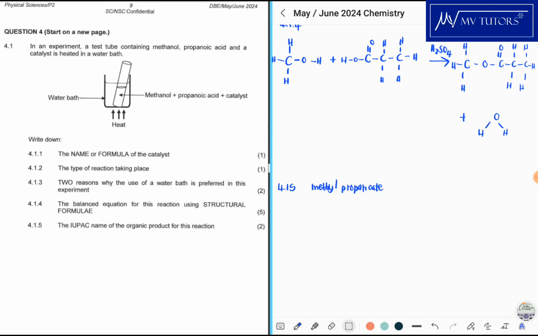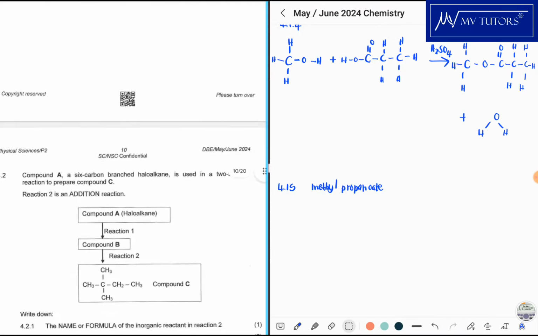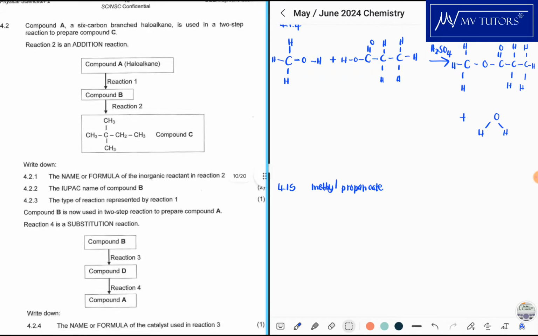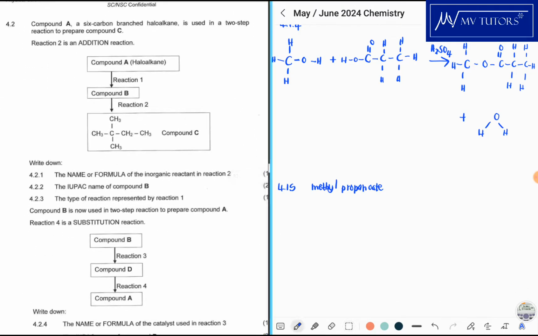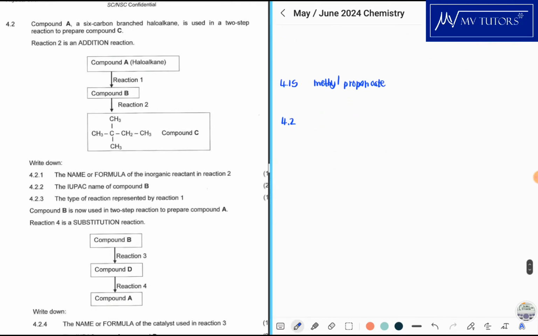And that's it for... No, we're not done. Oh my gosh. How can we be done? We're done with 4.1. 4.2. I was happy that we're done, but we're not. Compound A, a 6-carbon branched haloalkane, is used in a 2-step reaction to prepare compound C. Reaction 2 is an addition reaction.